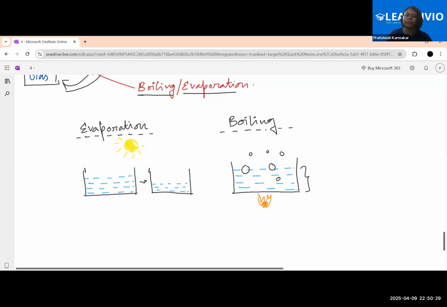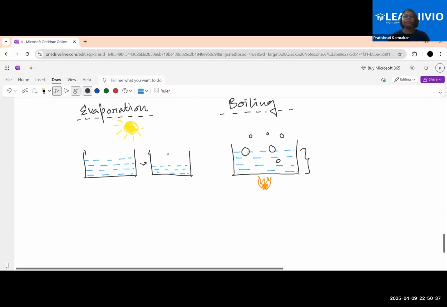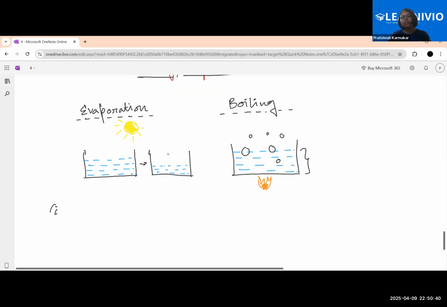So the water level has reduced. Now see what is the difference when it comes to evaporation. Once we are heating it, in the case of boiling, what is the temperature? The temperature is 100 degrees centigrade. Yes, ma'am. But in the case of evaporation, we have just kept it under sunlight. So is the temperature of the environment 100 degrees centigrade? No. It's much less than that. So clearly evaporation doesn't need the temperature of 100 degrees centigrade, right?